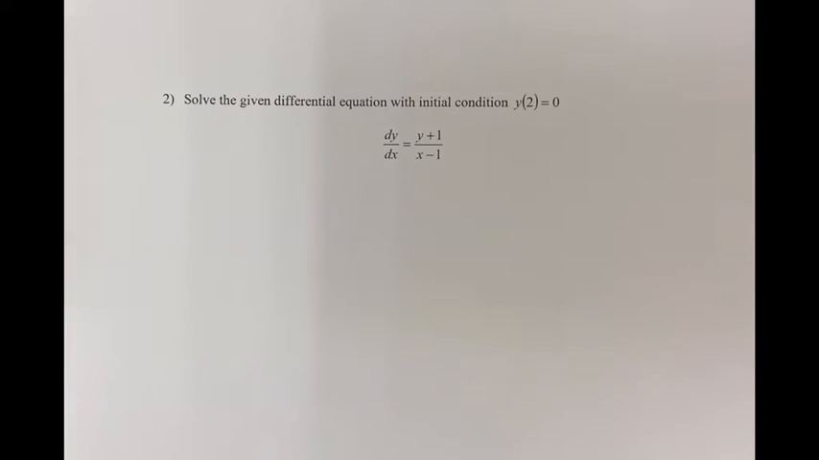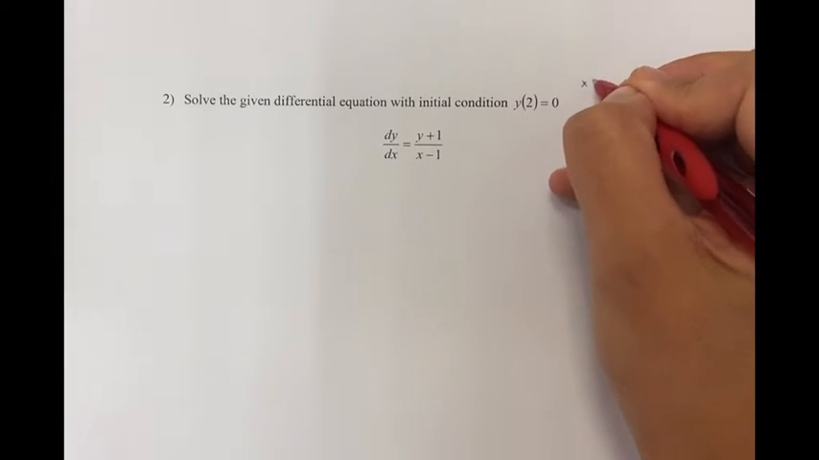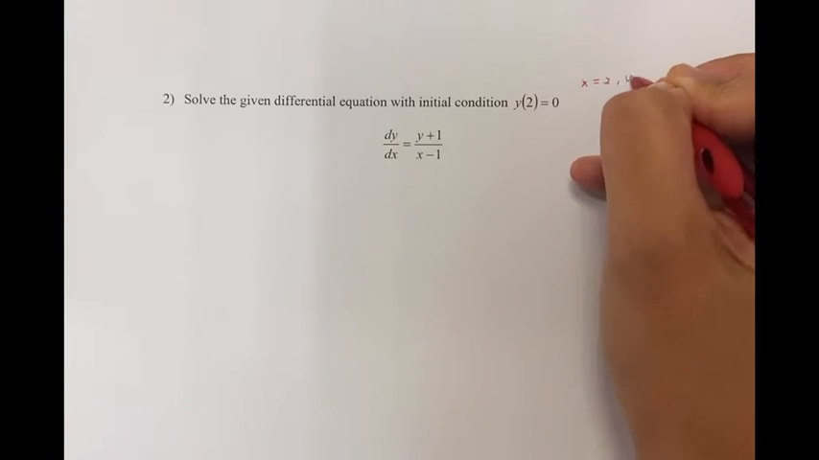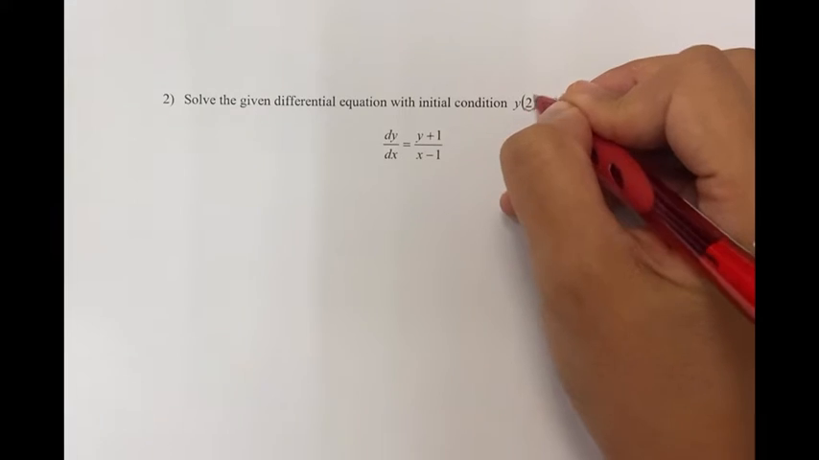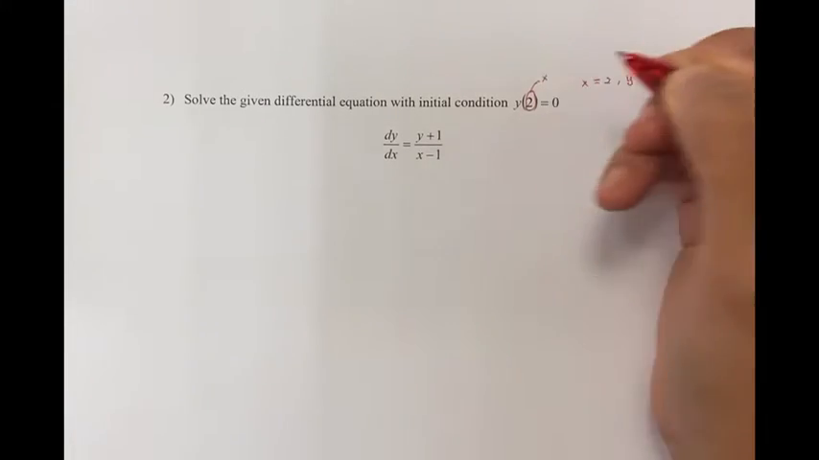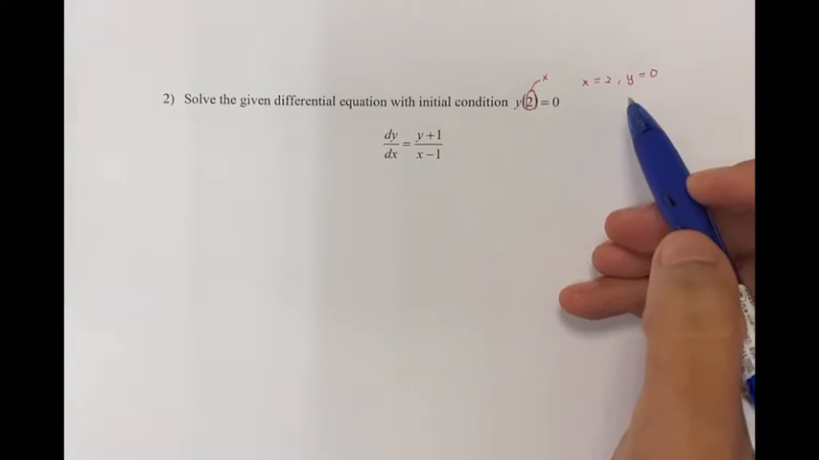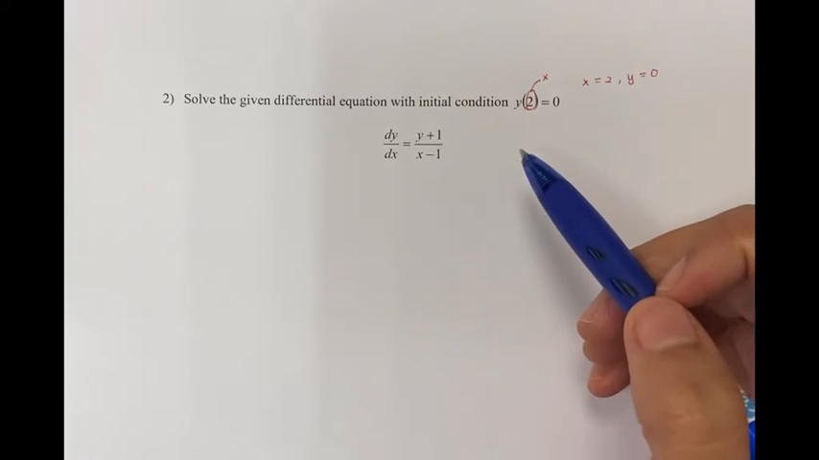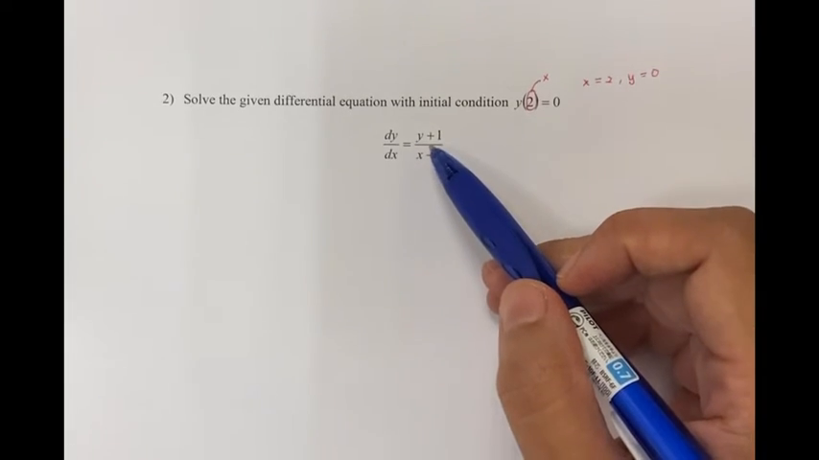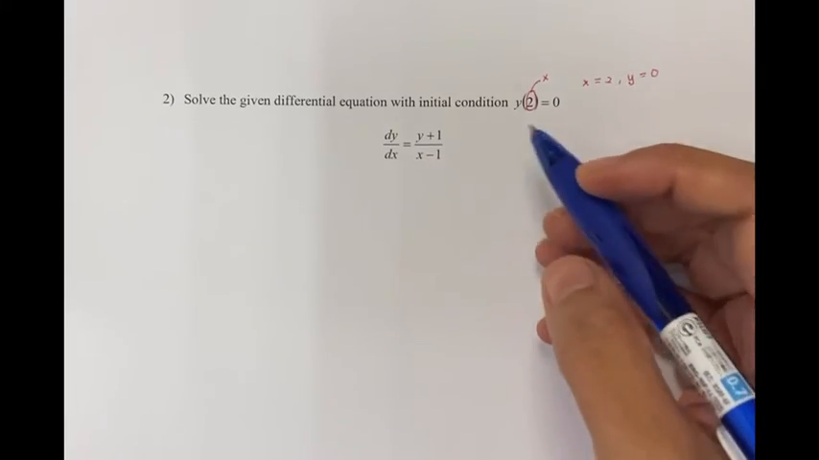For the second example, we have the initial value problem. Let's say you have to solve the given differential equation with initial condition y(2) equal to 0. So what does it mean by y(2) equal to 0? This means when x equal to 2, your y is equal to 0. 2 here is the value for x, and then y is 0. So you need to substitute this value into the solution. For dy over dx, you have (y plus 1) over (x minus 1).